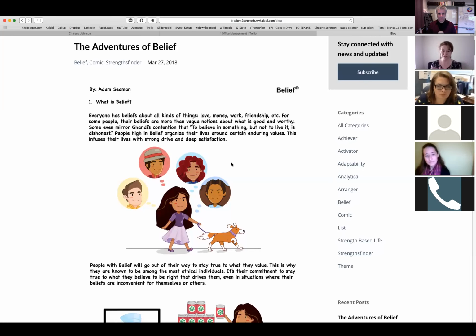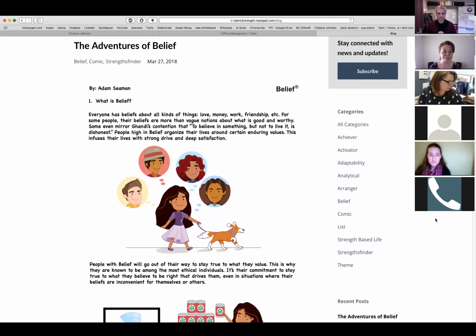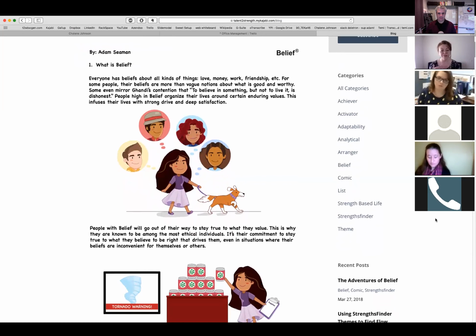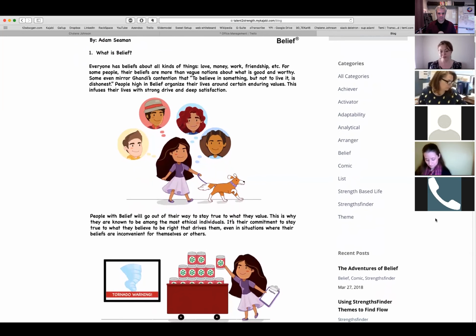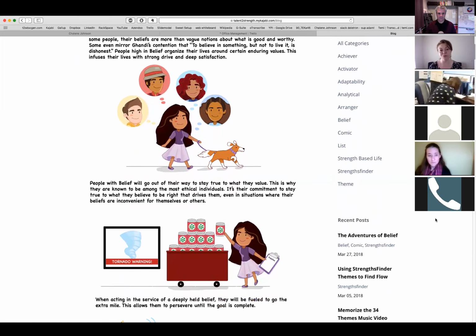And here is the Adventures of Belief. So we've taken our icons. We talked about this a little bit. These are going to come bit by bit, but we're up to Belief, and it's just another way to illustrate for the learning. So Belief is basically helping her friends prepare for a storm, and she has a very strong belief. That's the storyline in this comic.